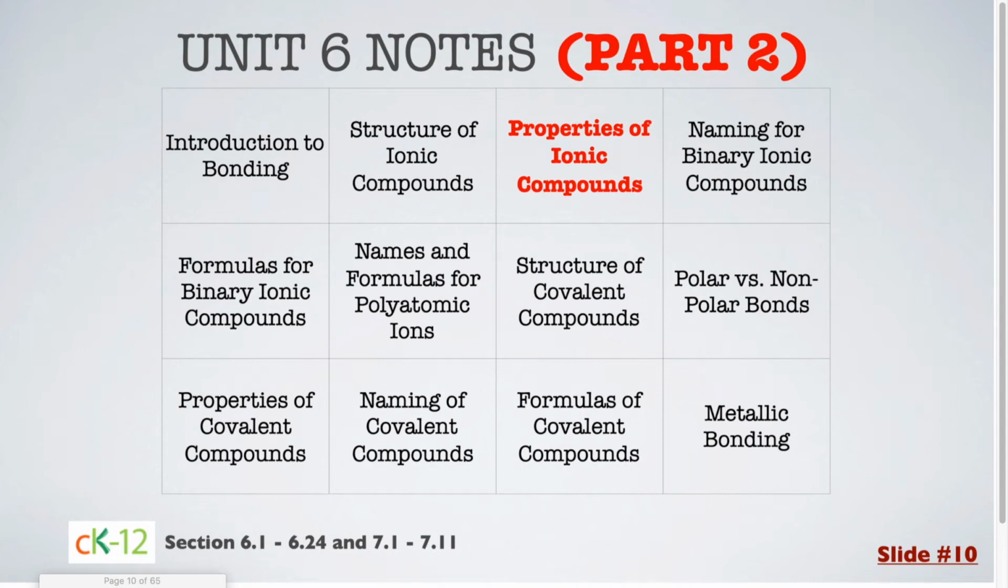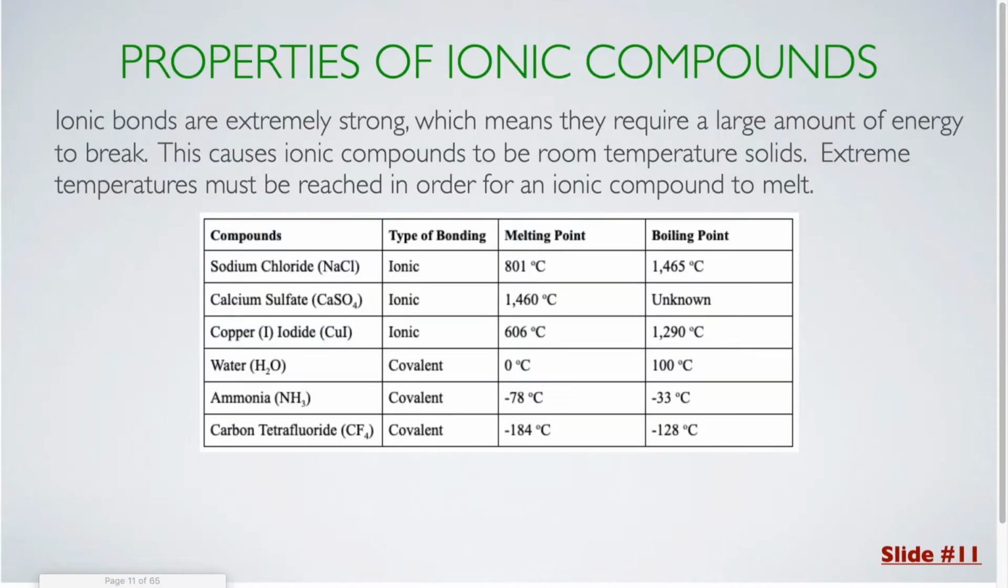In part 2 of the Unit 6 notes, we will be covering properties of ionic compounds. Ionic bonds are extremely strong, which means they require a large amount of energy to break. This causes ionic compounds to be room temperature solids. Extreme temperatures must be reached in order for an ionic compound to melt.